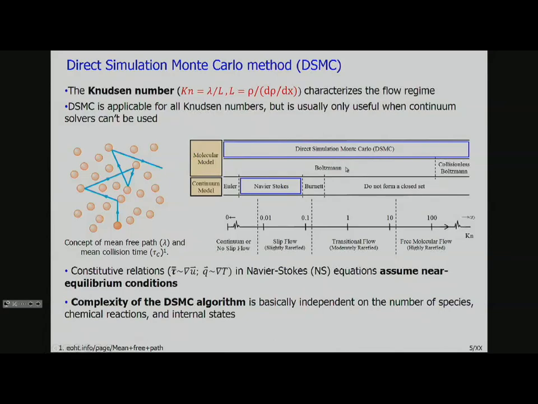DSMC is applicable for all Knudsen numbers. However, because you're tracking essentially every molecule, it only makes sense computationally to use it when your continuum solvers won't work, or if there's some benefit to it.